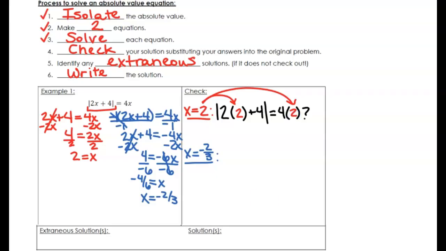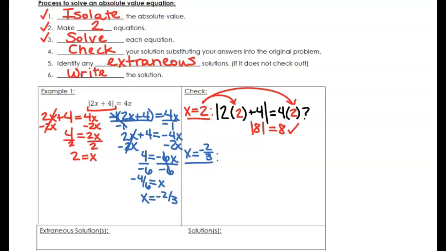So I use PEMDAS. Inside of my absolute value, I have multiplication and I have addition. I'm going to do the multiplication first. 2 times 2 is 4, and 4 plus 4 is 8. So the absolute value of 8 equals 4 times 2, which is 8. Is that true? Yes, that is true. So that means that 2 is a solution. It's not extraneous, because when I substitute it back into the problem, it actually works.